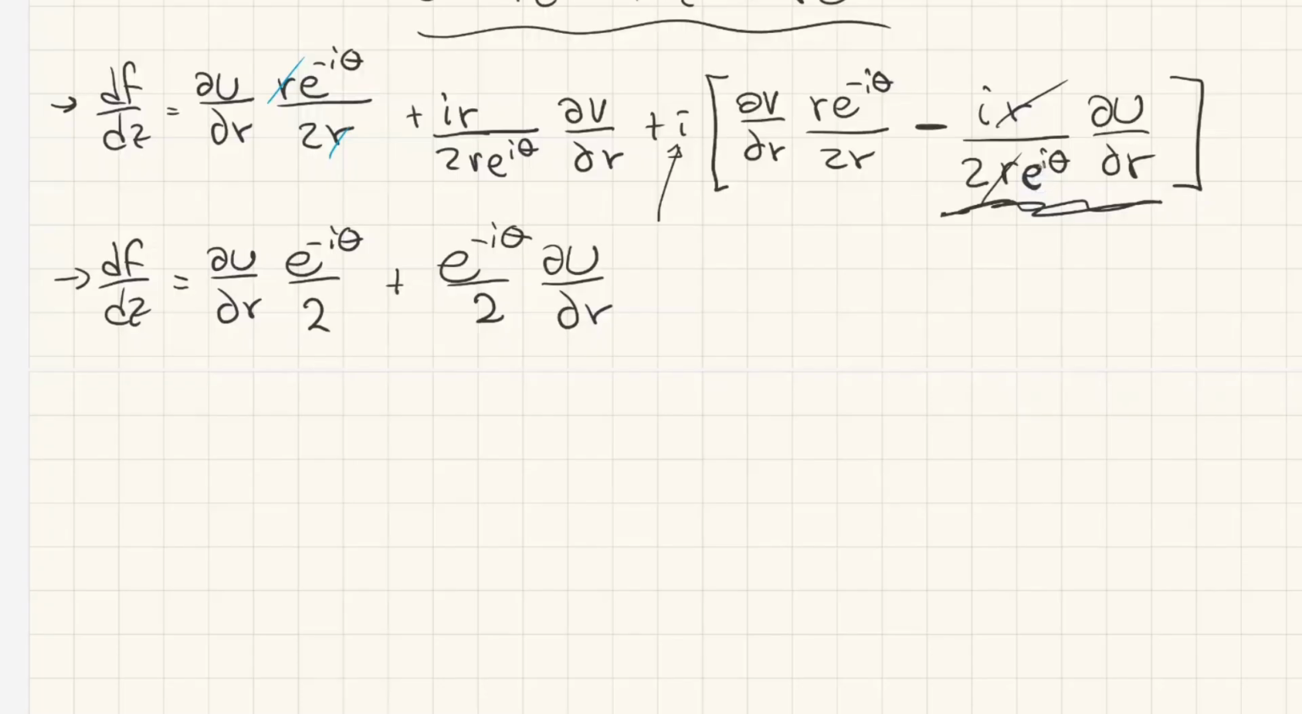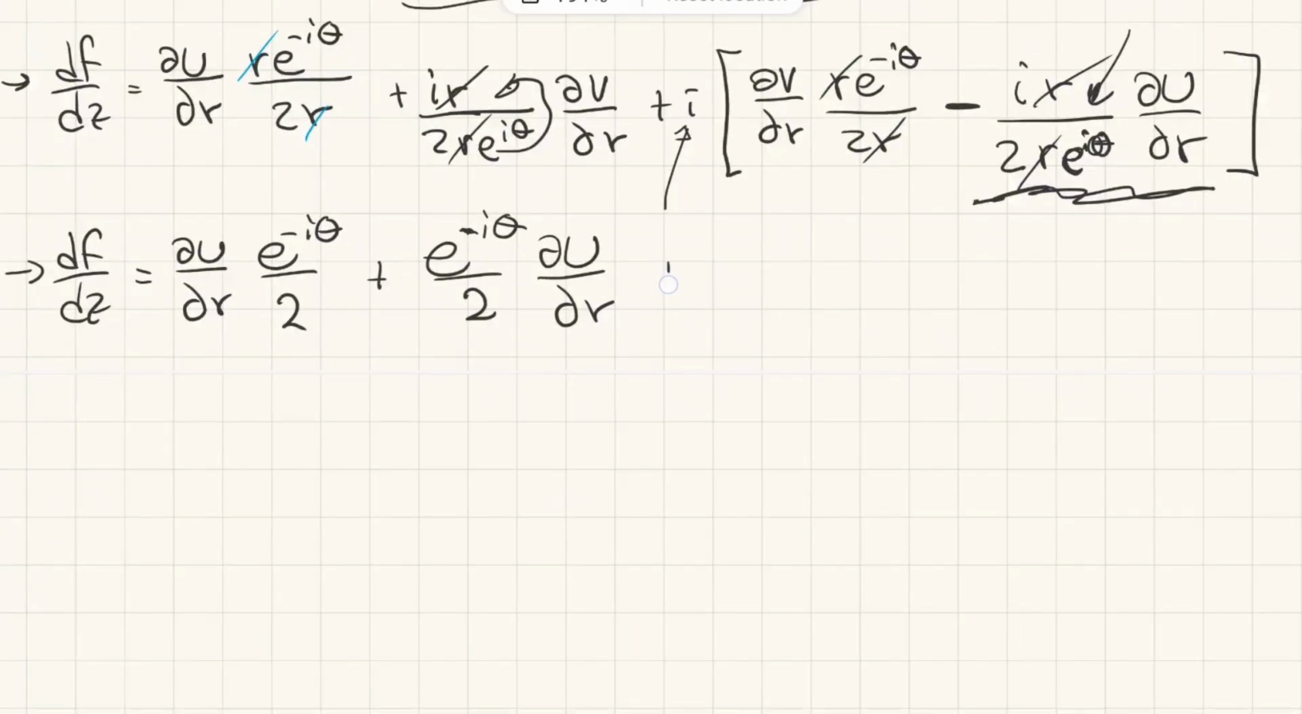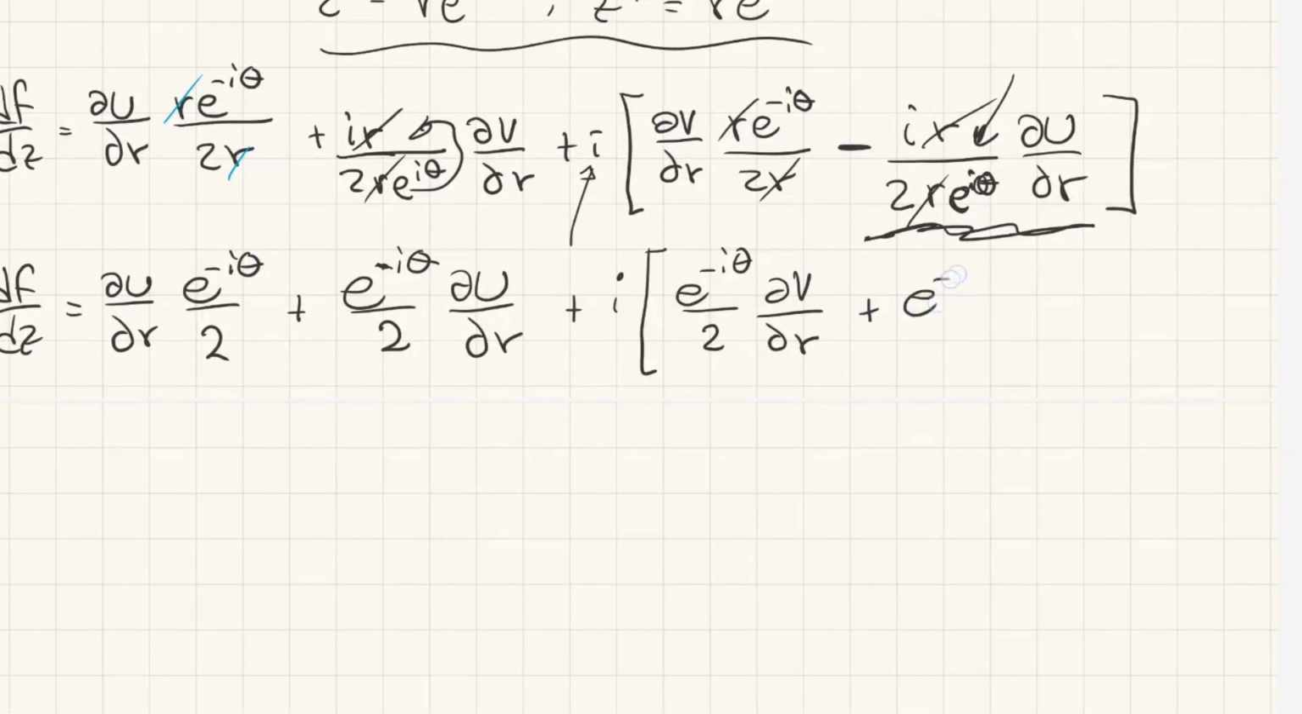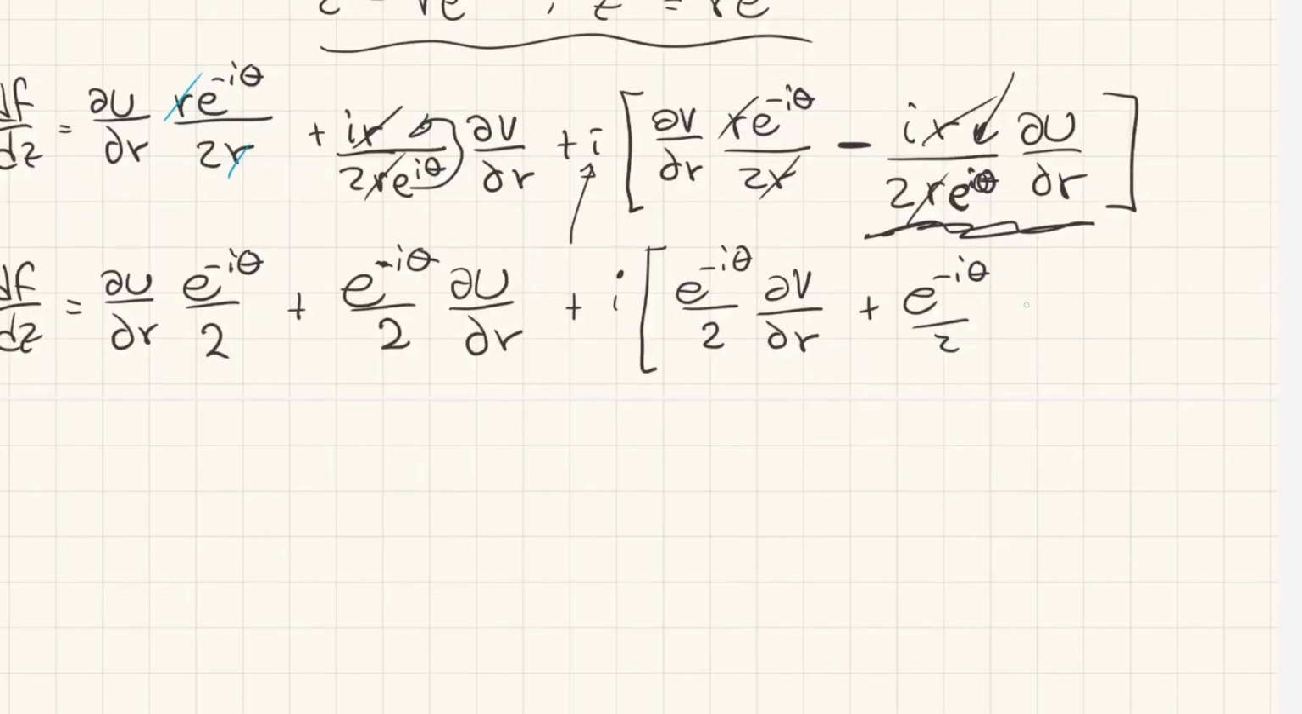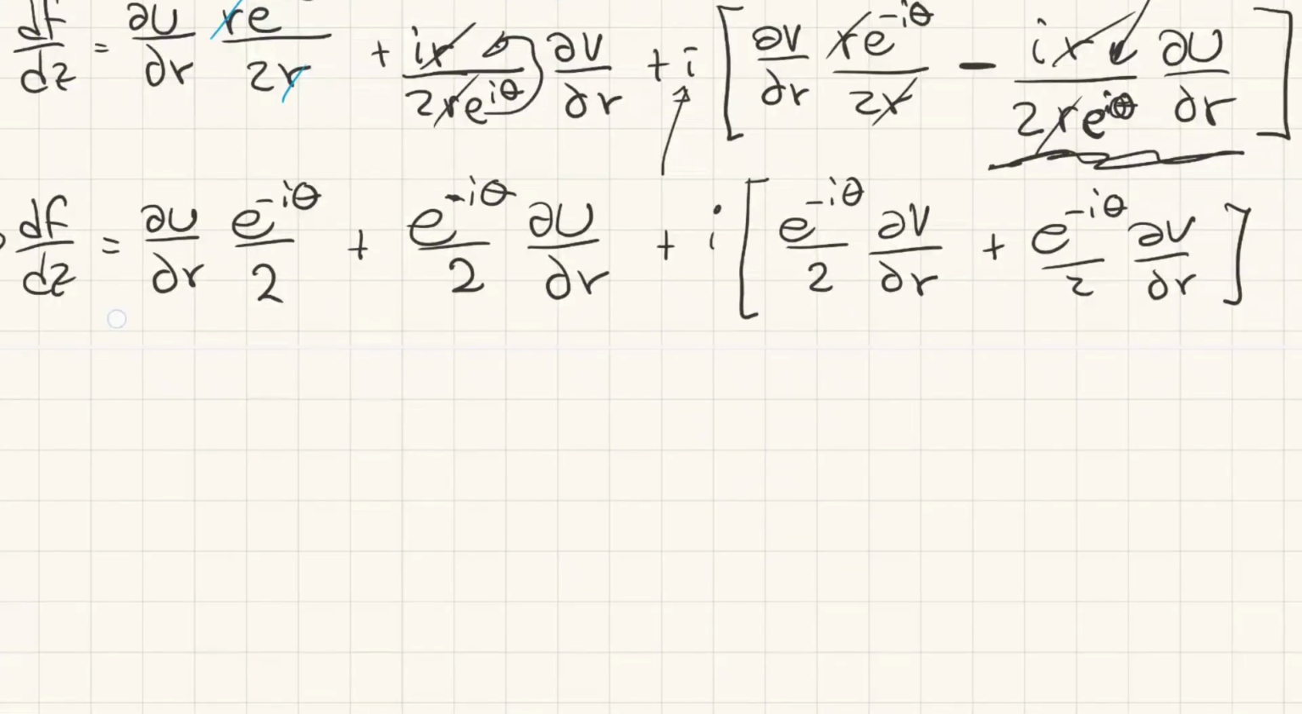Recall that I'm taking this e to the iθ to the numerator just by taking the minus sign at the exponent. Okay, so then we can factor an i, cancel these r's, take this into the numerator, cancel these r's, and then we have plus i e to the negative iθ divided by 2, the derivative of v with respect to r, plus e to the negative iθ over 2, the derivative of v with respect to r. So as you can see, we have exactly the same quantities, right?